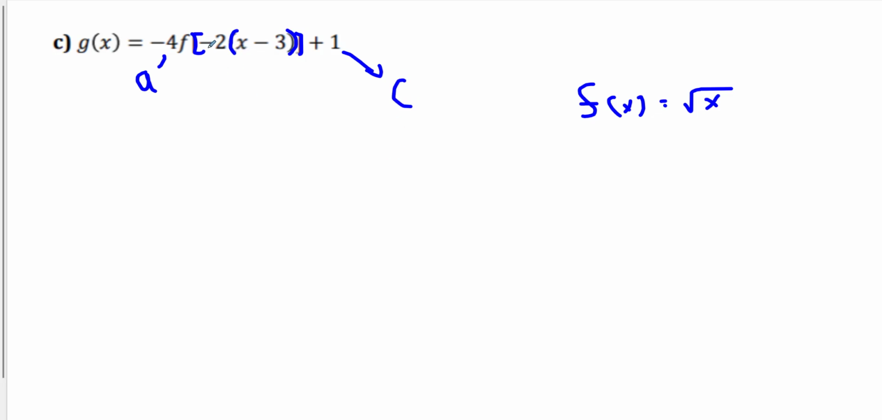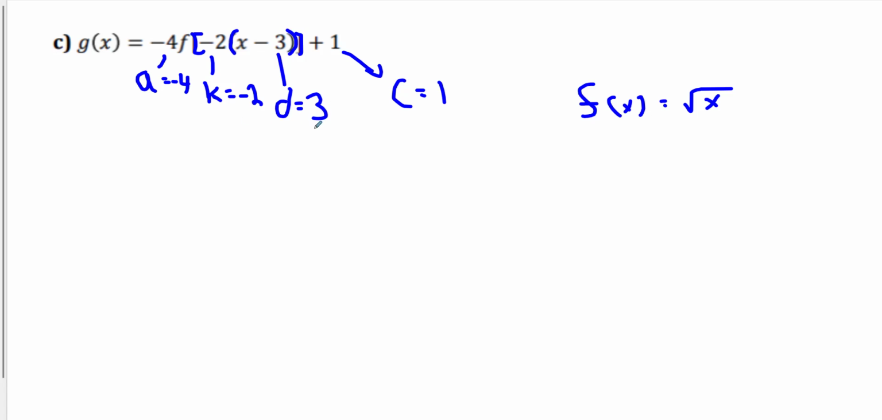And the value that's inside the bracket that's being added or subtracted is my d value. And the value inside the bracket that's being multiplied is my k value. So that's pretty straightforward. The only thing is my d value is the opposite sign, so it's actually positive 3, whereas the rest are all as is.